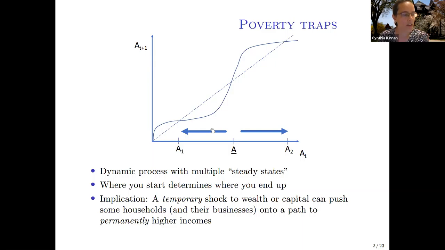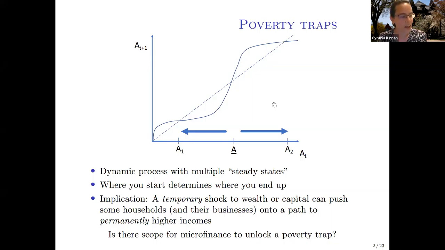So one very important implication of poverty traps is that a temporary shock to wealth or capital can push some households and their businesses onto a path of permanently higher outcomes and incomes. For instance, if someone is just a little bit below A bar, and we give them a transfer of wealth, or the ability to borrow some capital, then that may be enough to get them over that A bar threshold, onto a trajectory to a self-perpetuating higher level of income.